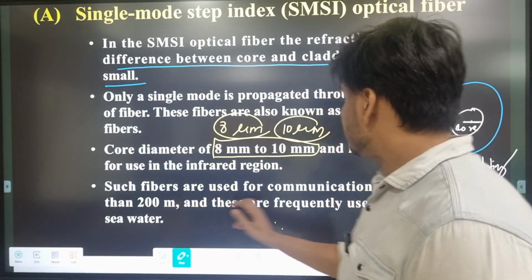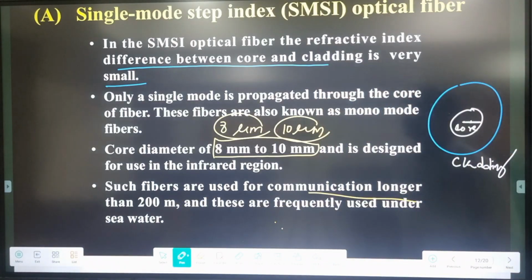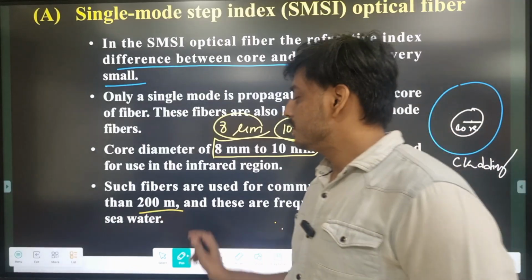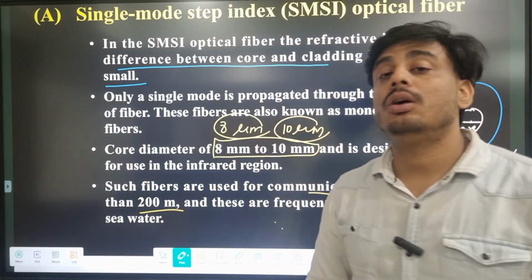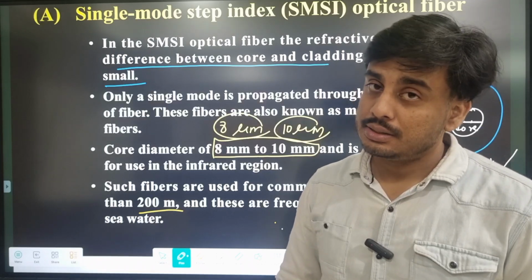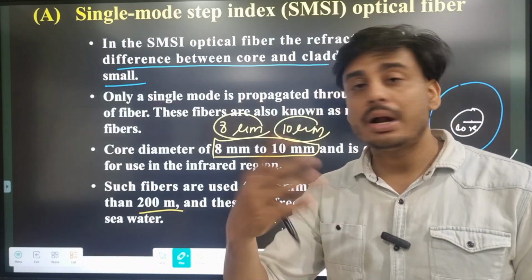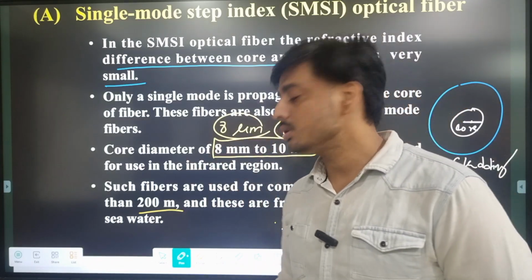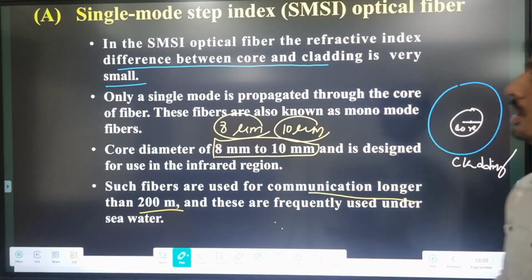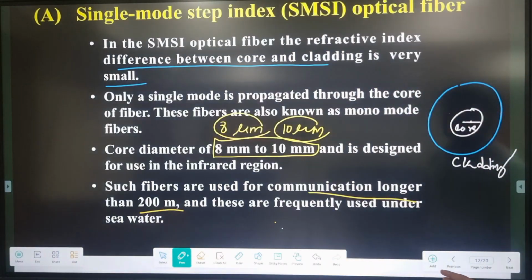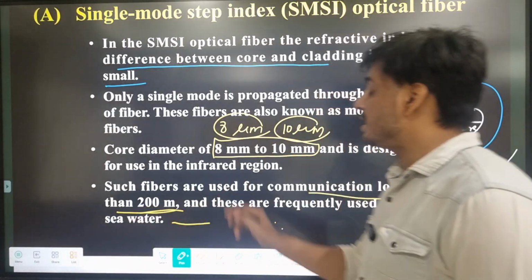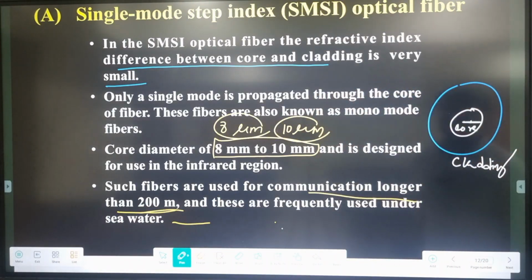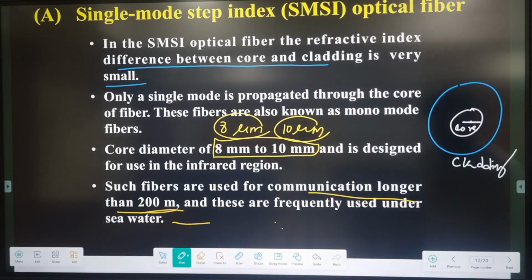Such fibers are used for communication over distances longer than 200 meters. Since only one wave is traveling, the possibility of energy loss is less, because if a number of waves are traveling, more energy is lost due to attenuation, but here less energy is lost. So single mode step index is mainly used for longer distance transfer of energy or any type of wave.